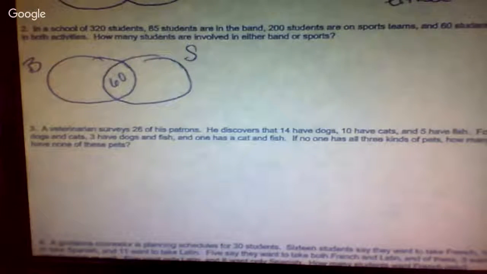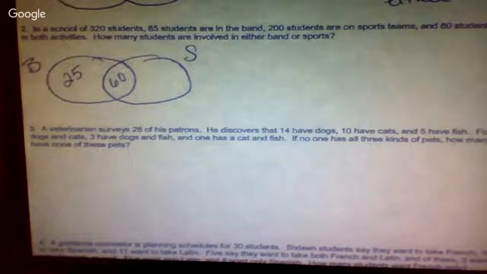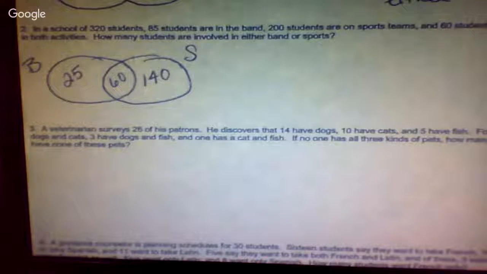So that means how many students are just in band? 25. How many just play sports? Now read the question. How many students are involved in either sports or band? You would literally just add them up. You would have the people that just do band, the people that do both, and the people that just do sports. So 25 and 60 and 140 give me 225 students.